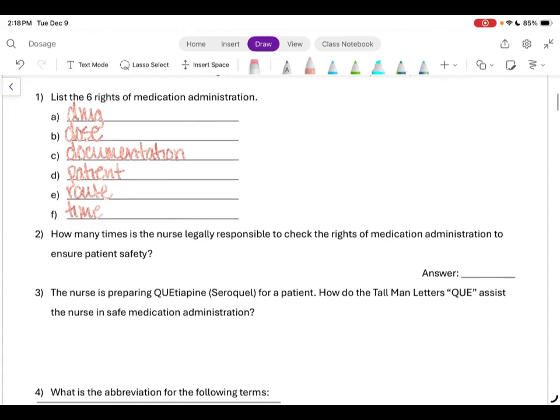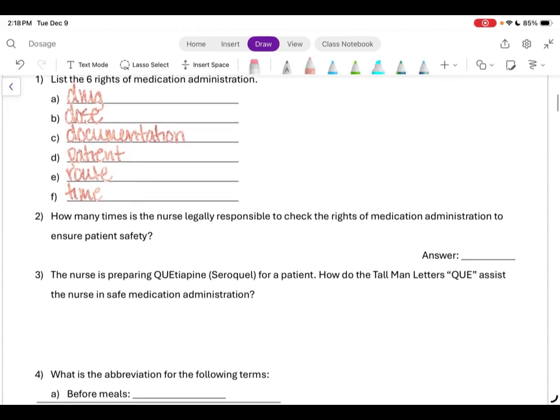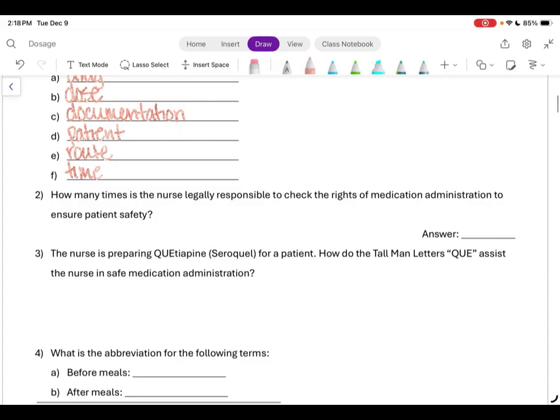How many times is the nurse legally responsible to check the rights of medication administration to ensure patient safety? The answer here is 3. So each time you're getting ready to give medications to a patient, you're supposed to look at your MAR, then you're supposed to compare the medications to the MAR, and then as you're popping your meds into the cup, you are supposed to look at the medication again, and that's your 3rd check. Okay?